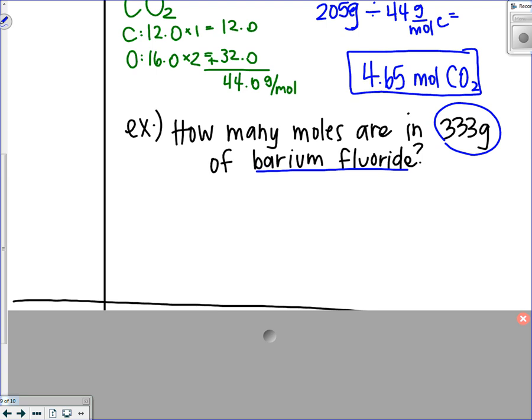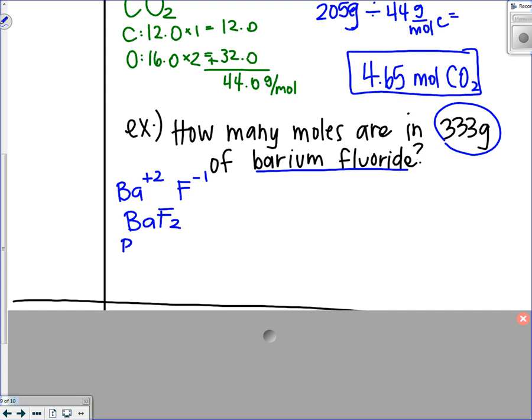So barium fluoride, you should ask yourself right away, is that ionic or is it covalent? Barium is a metal, fluorine is a nonmetal. So that should clue you in that that is an ionic compound. Ba is barium, and if you look on your periodic table, it has a charge of +2. F is fluorine, and that on your periodic table has a charge of -1. When you crisscross those, you get BaF2.